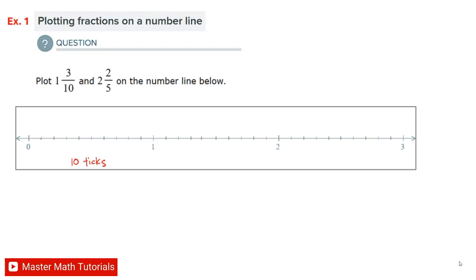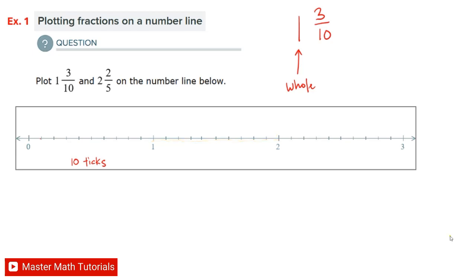Okay, so we first plot 1 and 3/10. We need to identify the whole number part. For this example, the whole number part is 1. So we know that 1 and 3/10 is going to be a little over 1, so it's going to be between 1 and 2 on the number line.